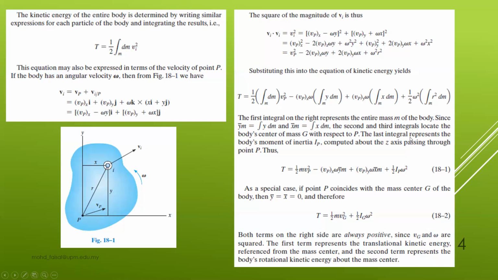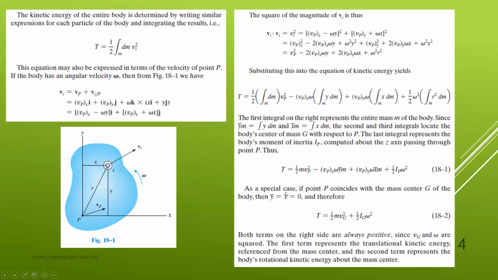And the last integral, the last one here, represents the body's moment of inertia, computed about the z-axis passing through point P. And thus you will have this equation when you do this math up here.